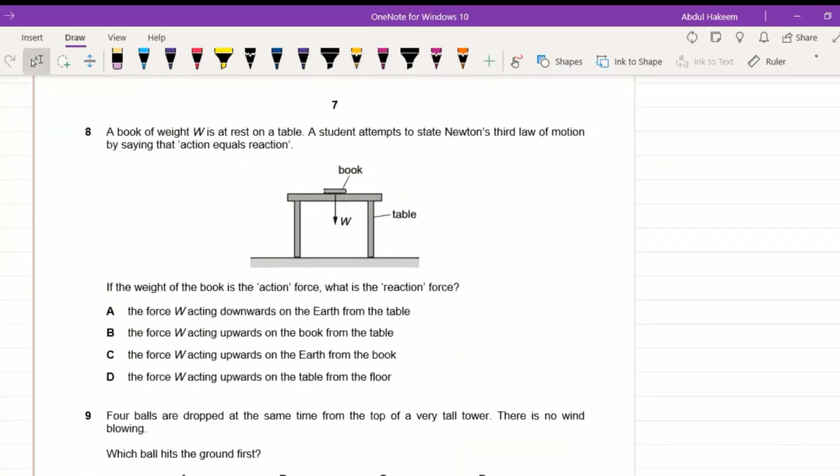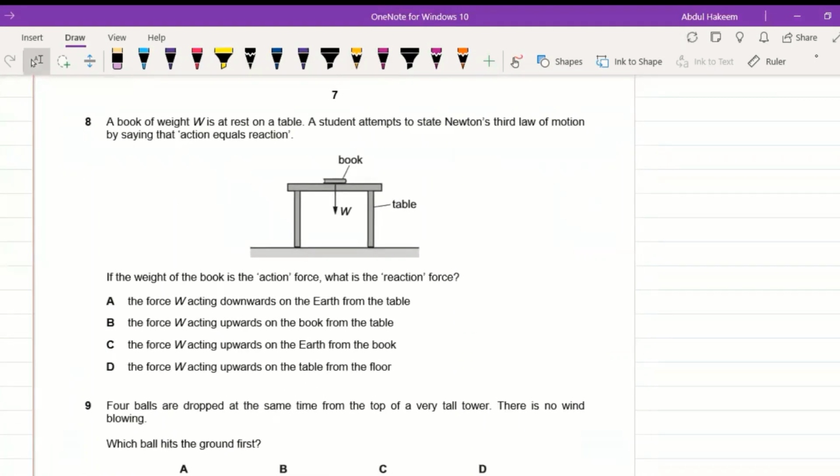Now move to this. This is a tricky question. A book of weight W is at rest on a table. A student attempts Newton's third law: action and reaction are equal in magnitude and opposite in direction. So if the weight of the book is the action, what is the reaction?